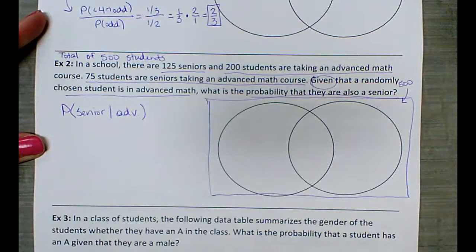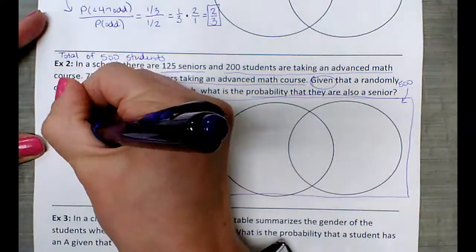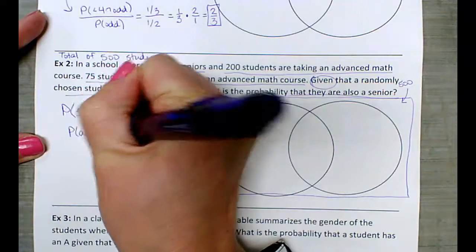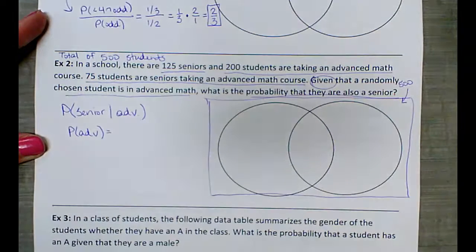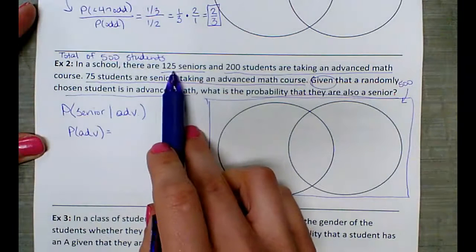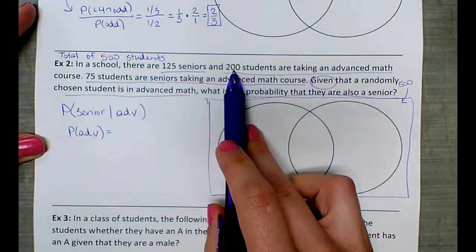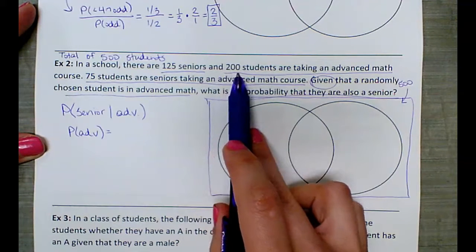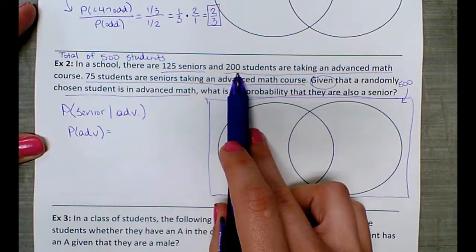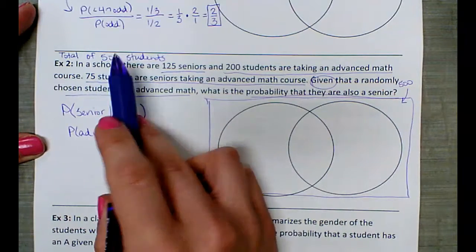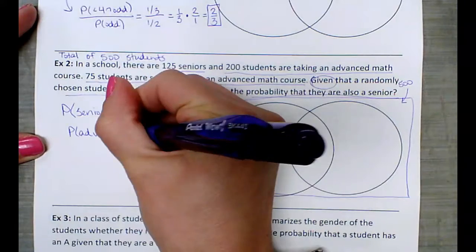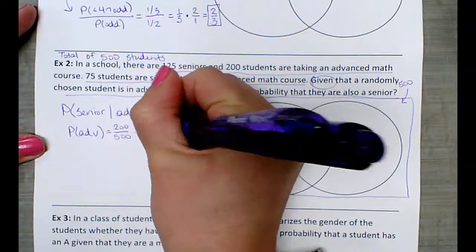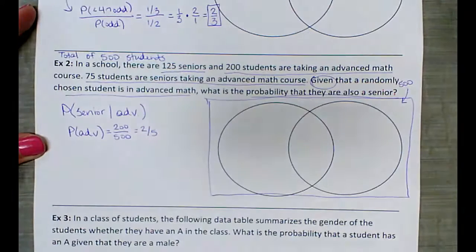So my steps to solve say find the probability of event A, the known event. So I need the probability that a student is in advanced math. Well, how many students are in advanced math? There's 125 seniors, 200 students taking advanced math courses. There we go. That's it. So the number of students in advanced math is 200 out of the total number of students, which I told you before was 500. So 200 over 500 simplifies to 2/5.